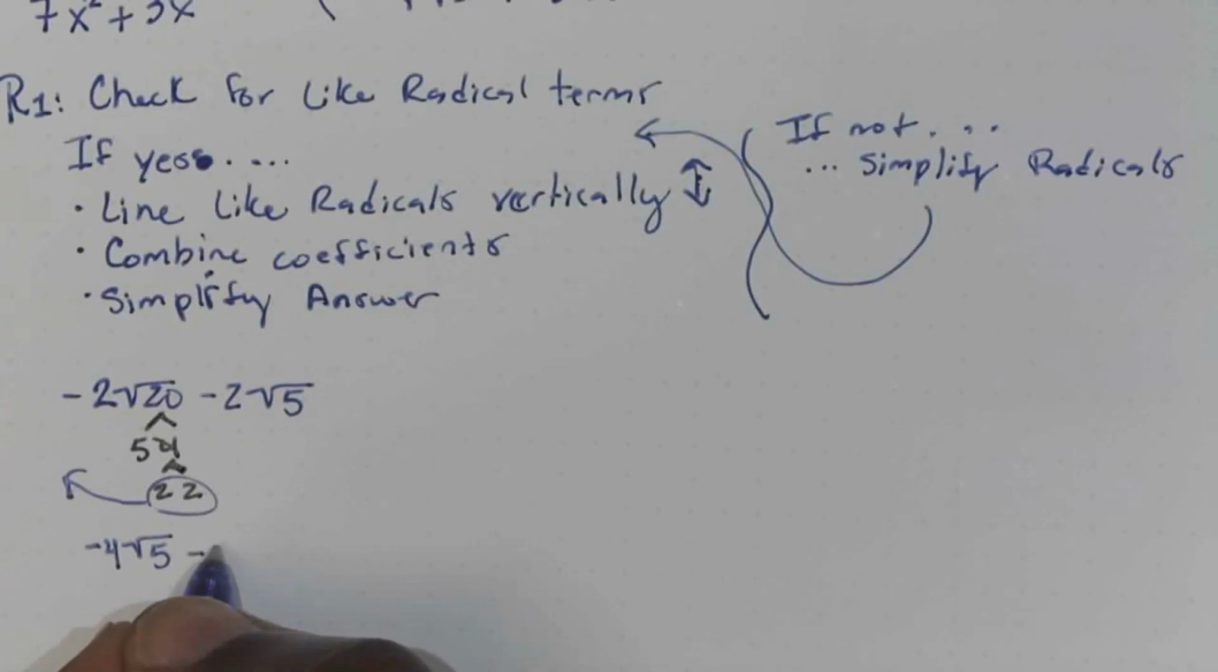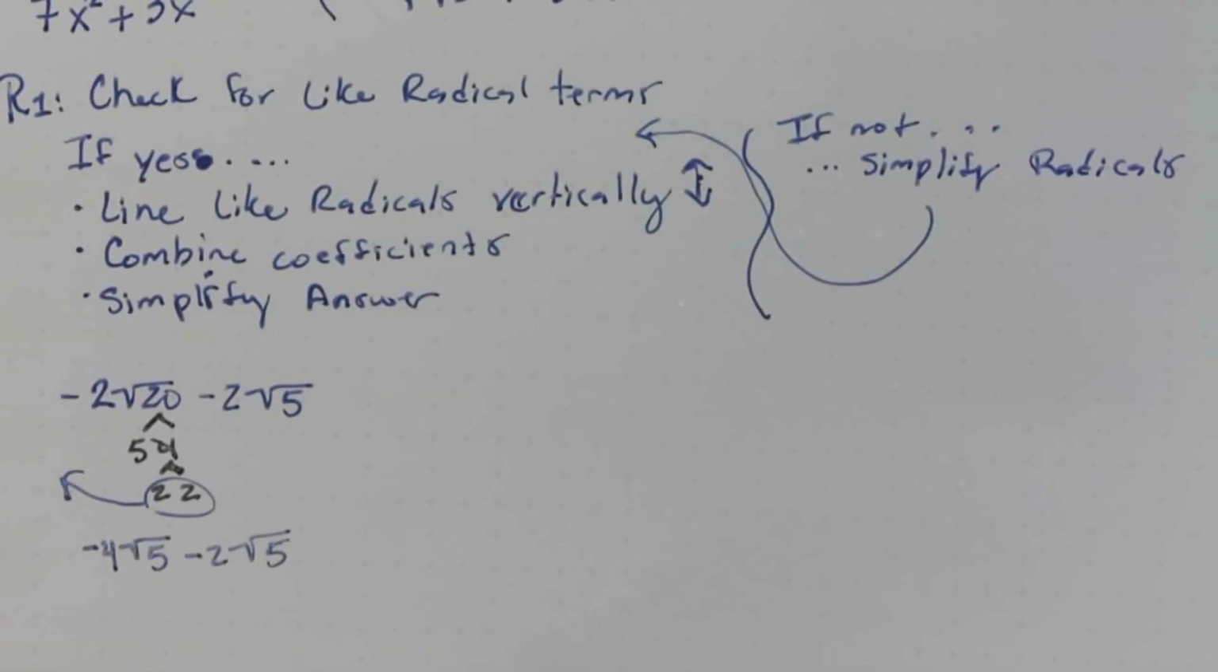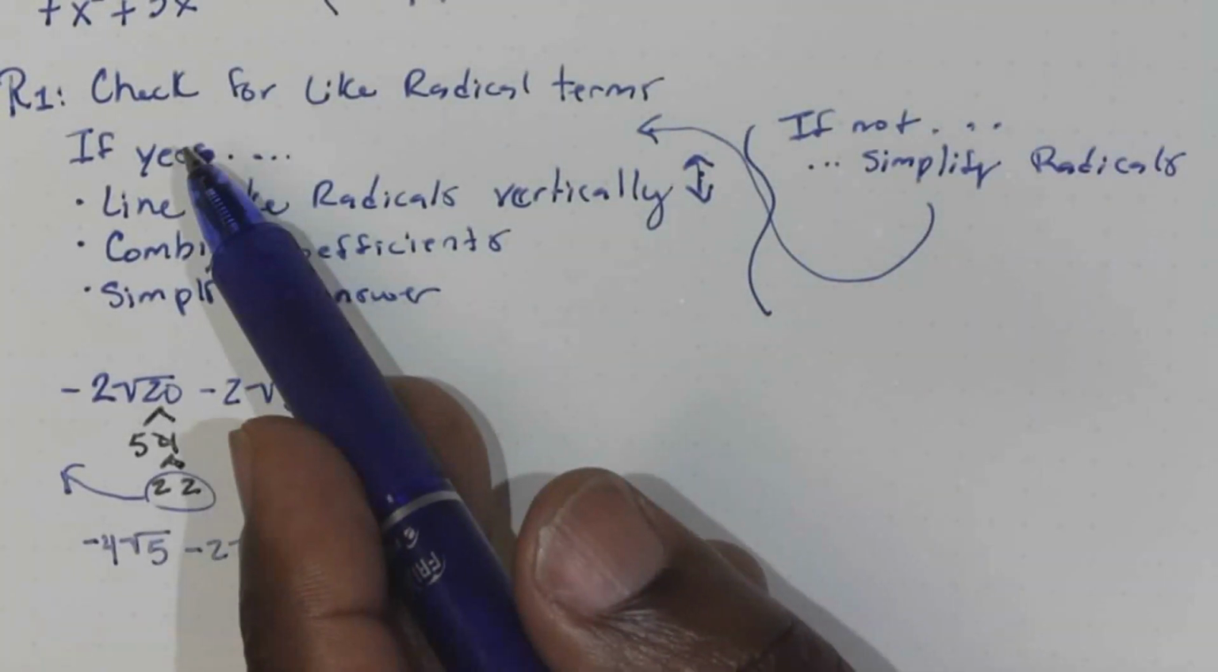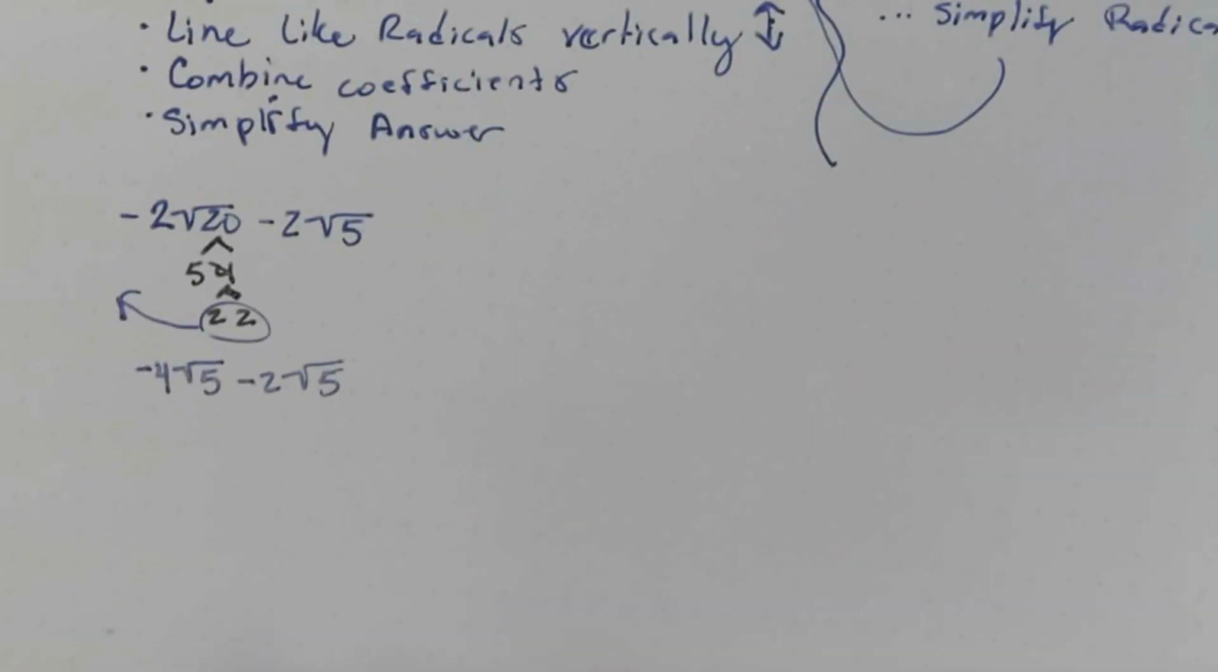What factor is left over? All right, and then I bring this side down. We can't break that down. We're good. Now, let's go back. Now, do you have like radicals? Yeah, so now that we do, now we line them up.